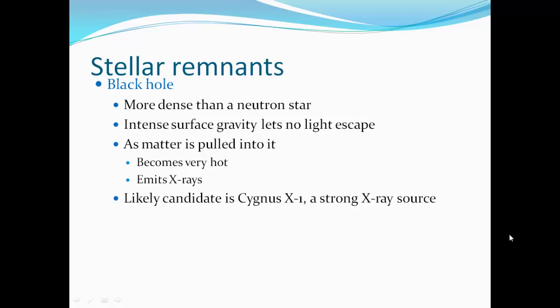A black hole is more dense than a neutron star. Intense surface gravity lets no light escape. As matter is pulled into it, it becomes very hot and emits X-rays. A likely candidate is Cygnus X-1, which is a strong X-ray source.